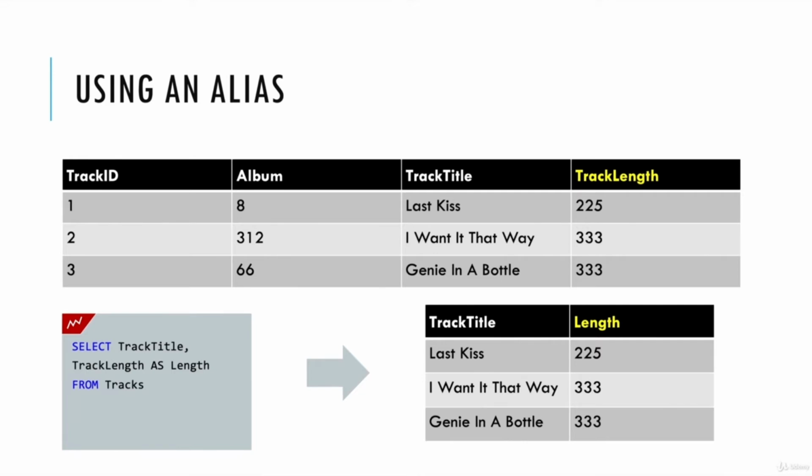So that's a really easy way to use an alias. A lot of times the column names in the tables might not be super friendly. If you're doing reporting, you can do as and then change it to something that your stakeholders might appreciate more.